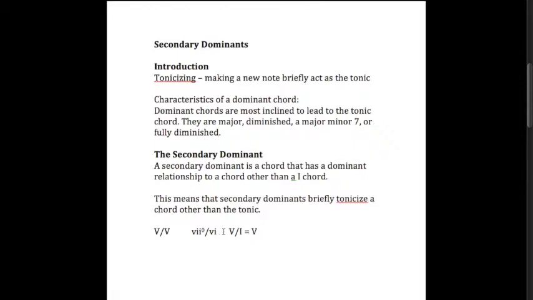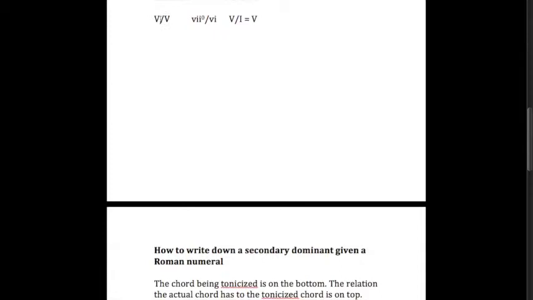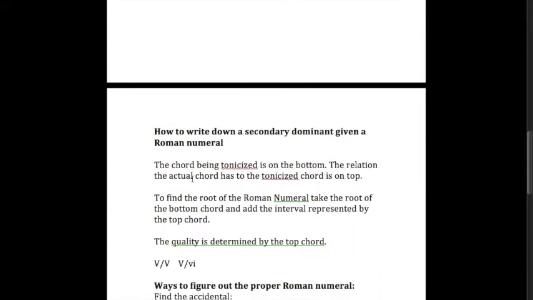Well, in every other dominant chord that isn't classified as a secondary dominant, 1 is being tonicized, even though it's actually the tonic. This is why you don't see this, because it's not necessary. You're in the key of 1, so you don't need to specify that you're treating it like the tonic. Now, as I said before, the lower Roman numeral is being tonicized, and then something I didn't say before is that the upper Roman numeral is the actual relationship the chord has to this chord being tonicized. That's very important to keep in mind in terms of how to write down a secondary dominant given a Roman numeral.